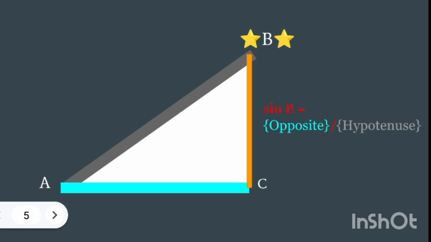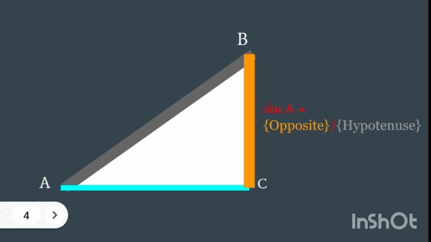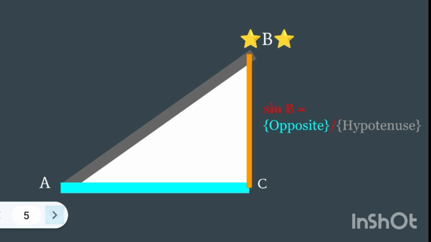Now here comes the same triangle from angle B. Notice the triangle has not changed, only our viewpoint has changed. The side which was adjacent for angle A now becomes the opposite for angle B. Therefore, sin B equals opposite upon hypotenuse.